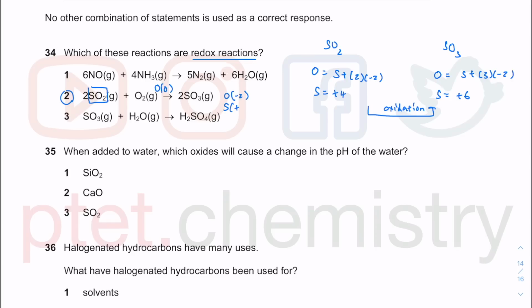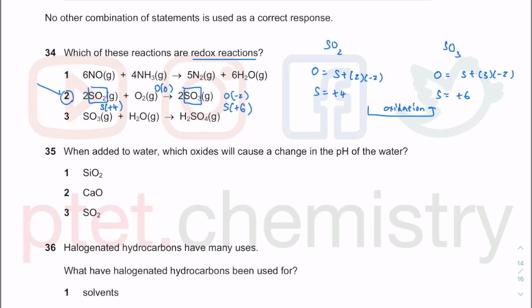Sulfur in the SO2 has been oxidized. The oxygen in O2 has been reduced, decreasing its oxidation number from 0 in O2 to -2 in SO3 there. Okay, so hopefully you can see that that is definitely a redox reaction there. So let's have a look at some easier one.